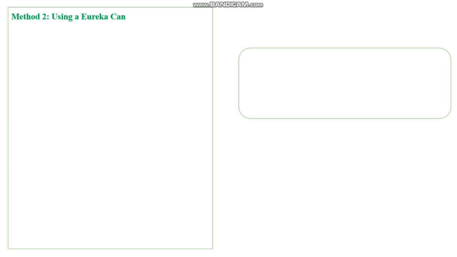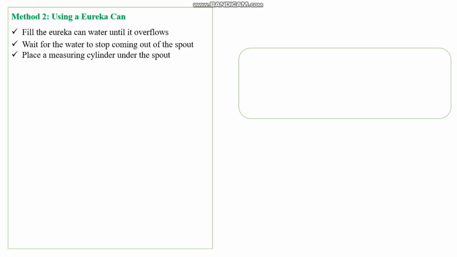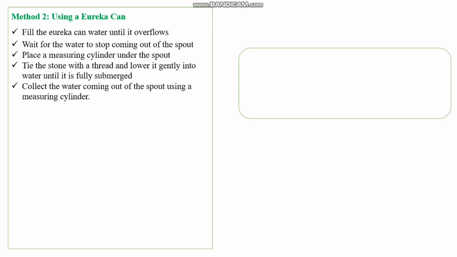So here is how it works. This is how the Eureka can works. You fill the Eureka can with water until it overflows. You wait, it overflows through the spout. I'm going to show you the picture shortly. Wait for the water to stop coming out of the spout. Place the measuring cylinder under the spout. The measuring cylinder will be measuring the volume of the irregular object that you're going to immerse. Tie the stone with a thread and lower it gently into water until it is fully submerged. Collect the water coming out of the spout using a measuring cylinder.